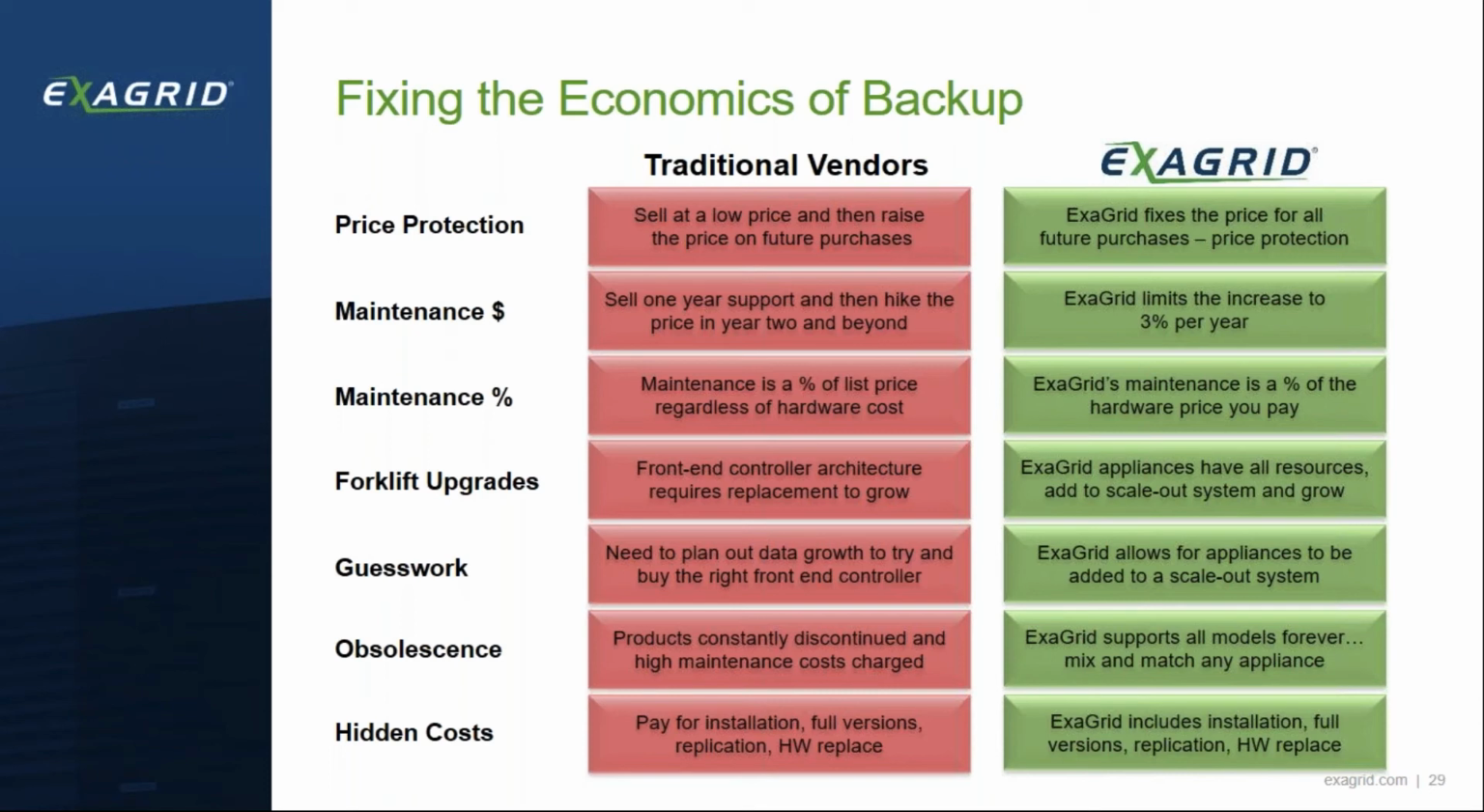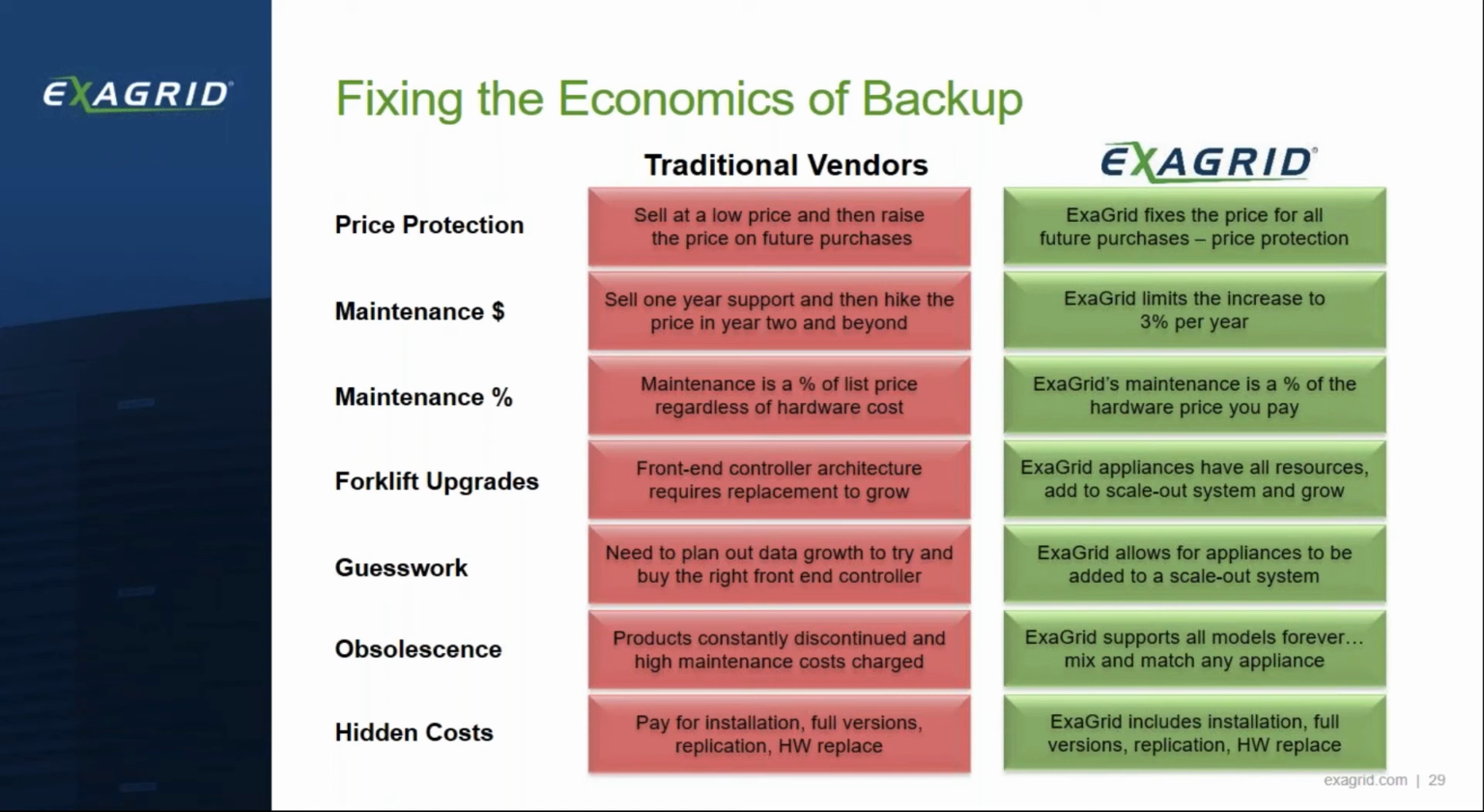Another trick we've seen is that the maintenance is either set to list price or is raised at times to try to drive you to purchase the next generation system. We've eliminated both of those aspects. So when you're an ExaGrid customer, we guarantee that your maintenance will never increase by more than 3%. And we also guarantee that we'll set the maintenance price at a percentage of what you pay for the product versus an arbitrary list price.